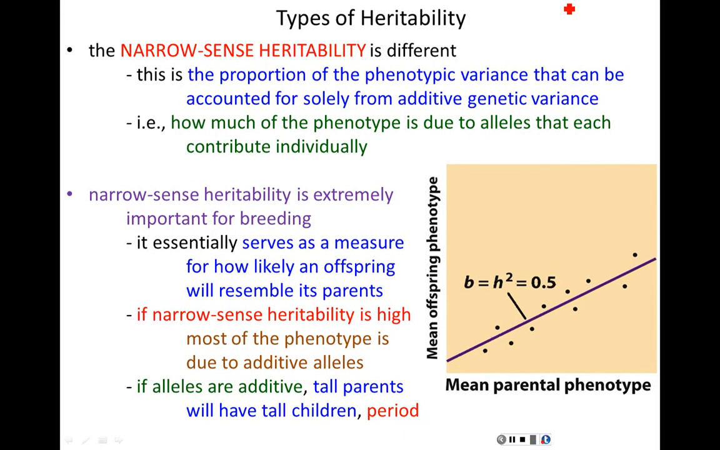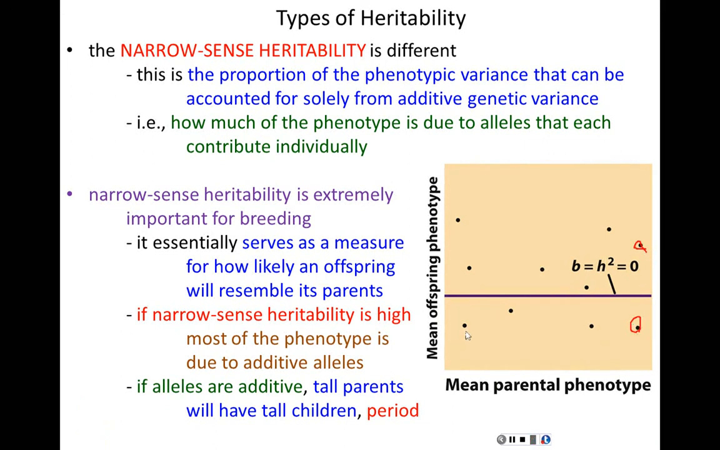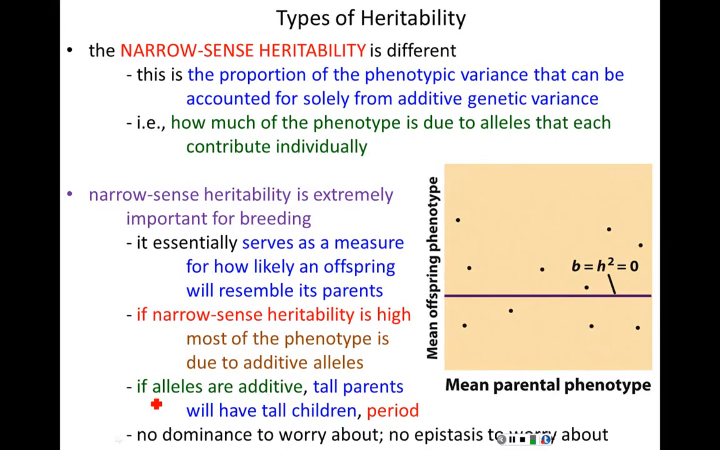When additive genetic variance is 0.5, we have less of a correlation between the parent's phenotype and the children's. And when additive genetic variance, with the narrow sense heritability, is 0, there is no correlation. Tall parents can have short kids or tall kids. Short parents can have short kids or tall kids. There's no correlation when there's low additive genetic variance, when there's low narrow sense heritability.